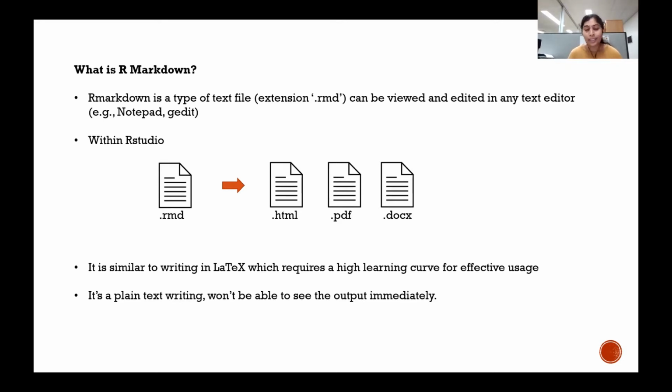And the other thing is it's plain text writing. So you won't be able to see the output as you are writing. You have to complete the writing and then produce the output to see how it looks. So these are the basic things about R Markdown.